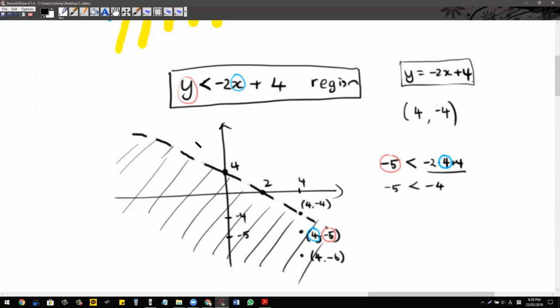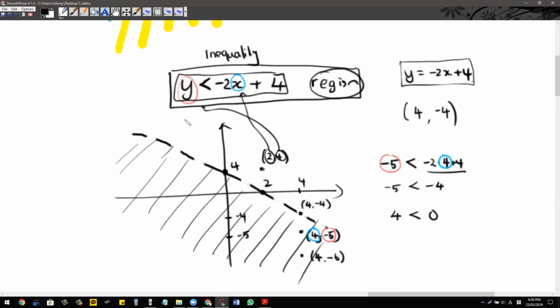Let's go for something over here. Maybe this point, (2, 4), isn't it? Let's see if this one satisfies that. Plug in 4 there, and 2 goes over there. You get 0. Is 4 less than 0? No. Do you see what I've done? -4 plus 4. So this point is not satisfying this inequality, so therefore it's not in the region. That's why the region for this inequality is given by all of that below the line. Does that make sense to you?